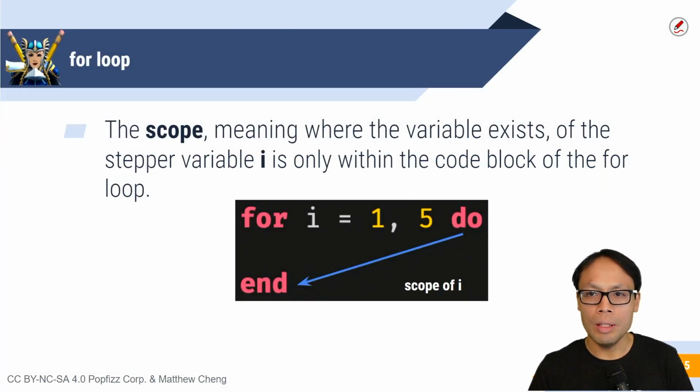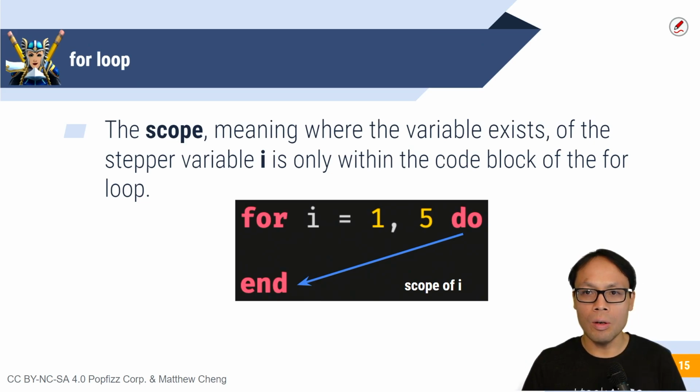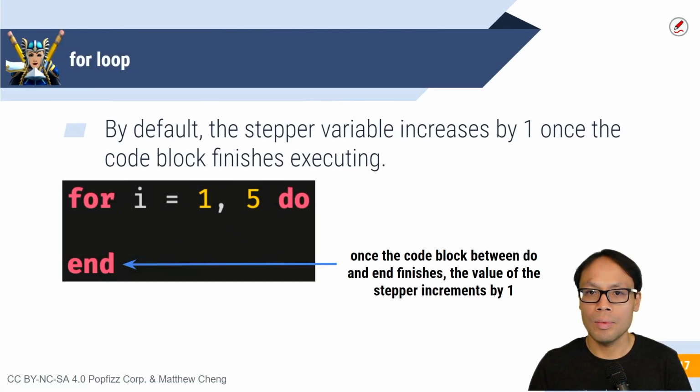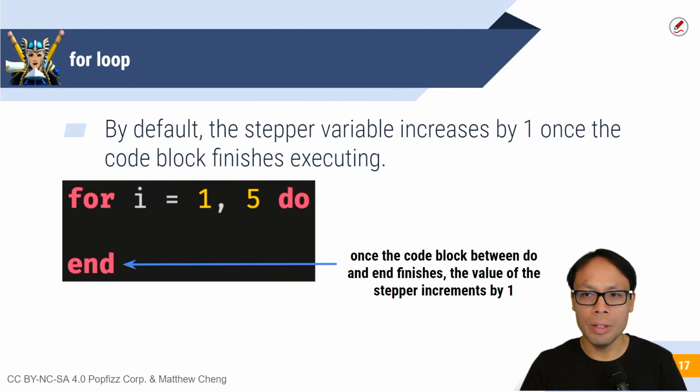The scope, meaning where the variable exists, of the stepper variable i is only within the code block of the for loop. In other words, it only exists between the do and the end. Also notice that we do not use the keyword local when creating the stepper variable. We simply say for i equal 1. By default, the stepper variable increases by 1 once the code block finishes executing. Notice that right before the end here, unlike the repeat until and the while loop, we don't have, let's say, i equals i plus 1.